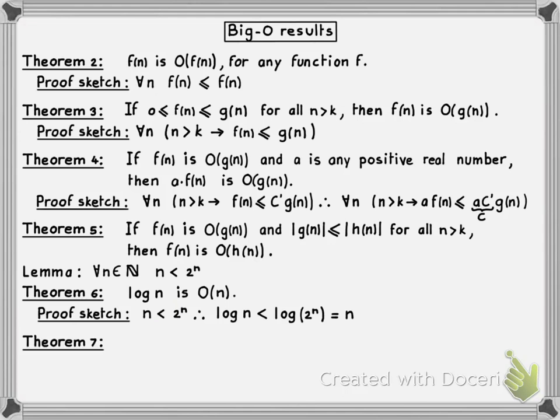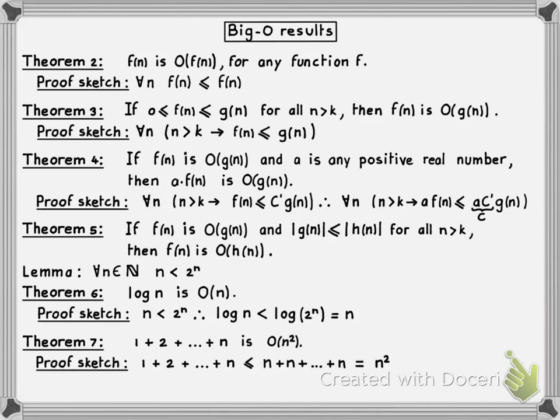Now, the next theorem says that the function f of n equal to the sum of the first n positive integers, 1 plus 2 plus ... plus n, is big O of n squared. It's upper bounded asymptotically by n squared. Here is a quick proof sketch. 1 plus 2 plus ... plus n is less than or equal to this sum, which is n plus n plus ... n, n times.